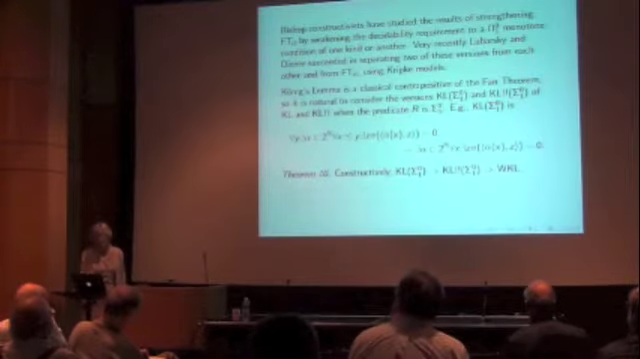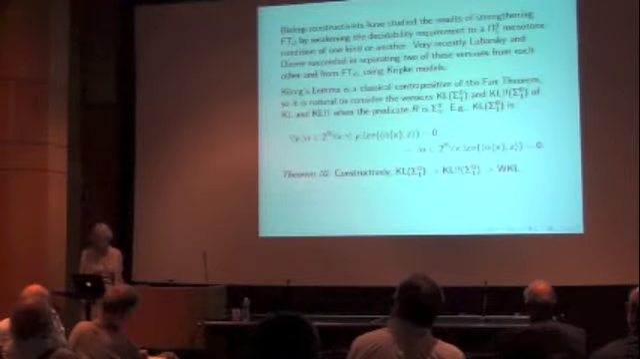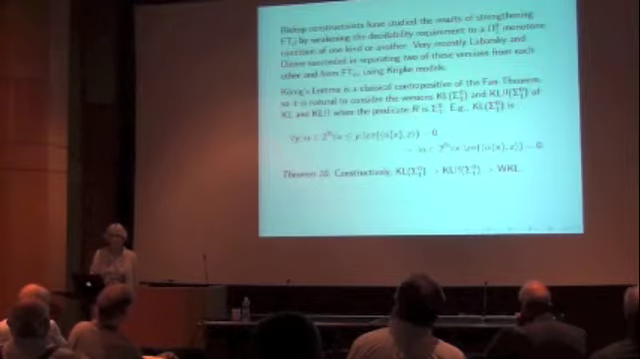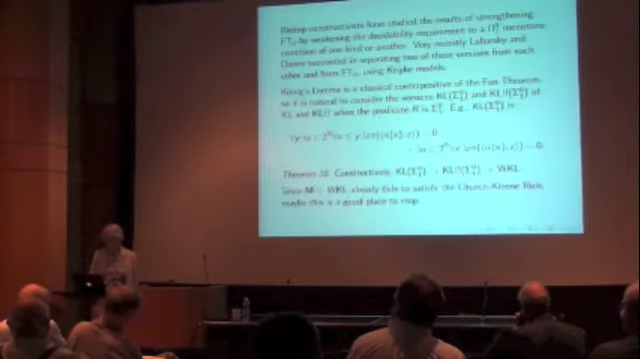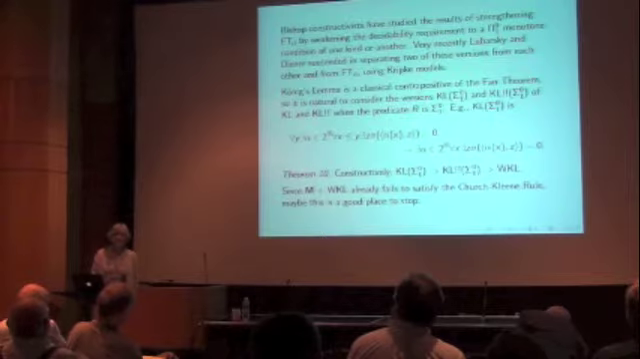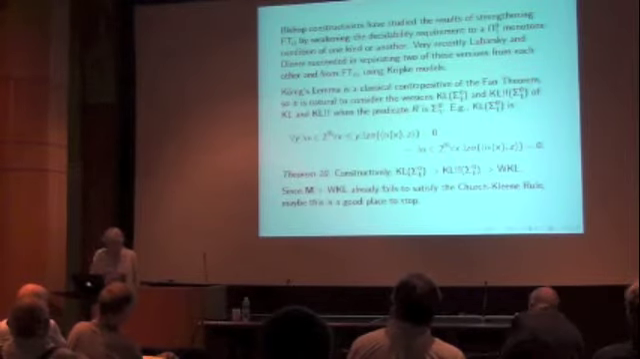Constructively, of course, Koenig's lemma for Σ01 entails Koenig's lemma with a double unique, Σ01. And actually, Koenig's lemma double unique for Σ01 entails weak Koenig's lemma, all of weak Koenig's lemma. And since M plus weak Koenig's lemma already fails to satisfy the Church-Kleene rule, I guess maybe I should stop here. But I do want to tell you what the Church-Kleene rule is.